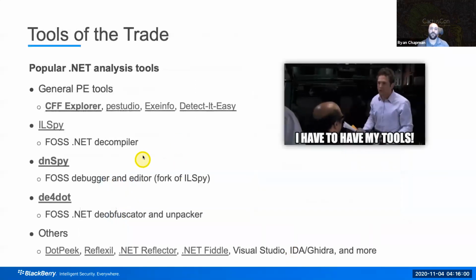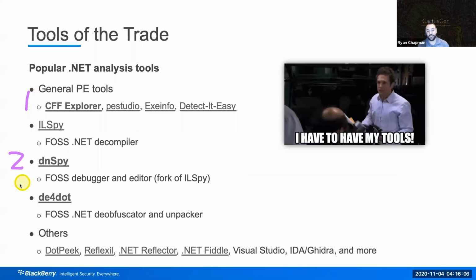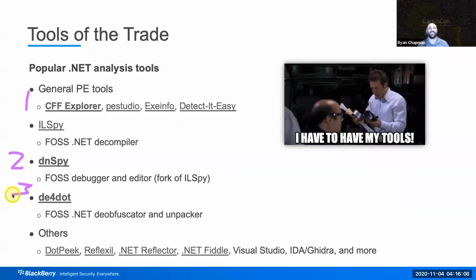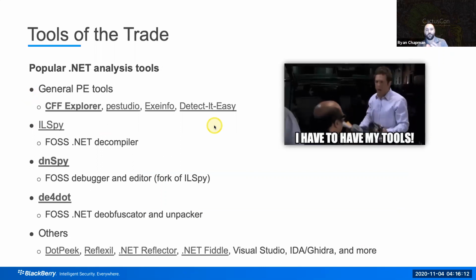So in .NET, we have a number of different tools we can use. I've highlighted three of them, right? That's my guy right there, that's my other guy right there, and that's my little buddy right there. So for general PE tools, I've listed the ones that we have installed on what we call the REM workstation. And the REM workstation is what comes bundled with FOR610.